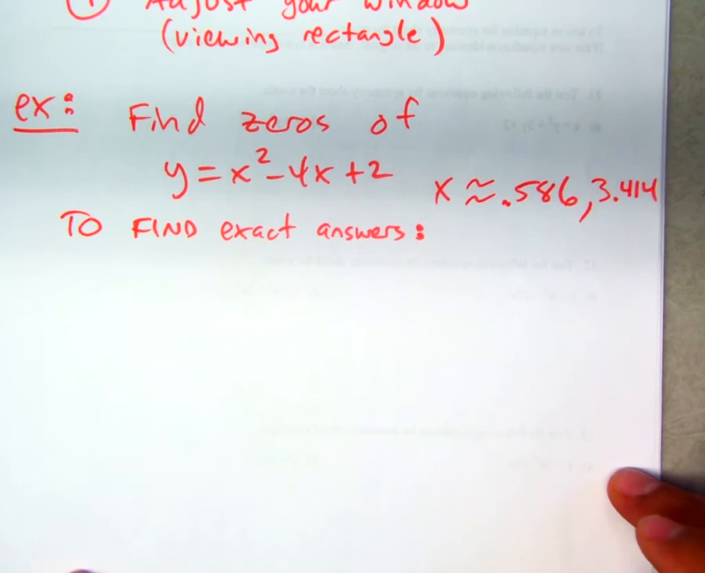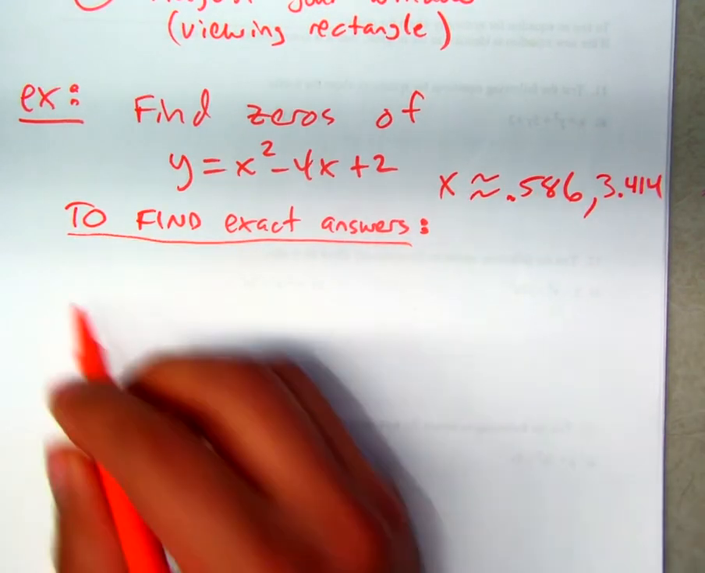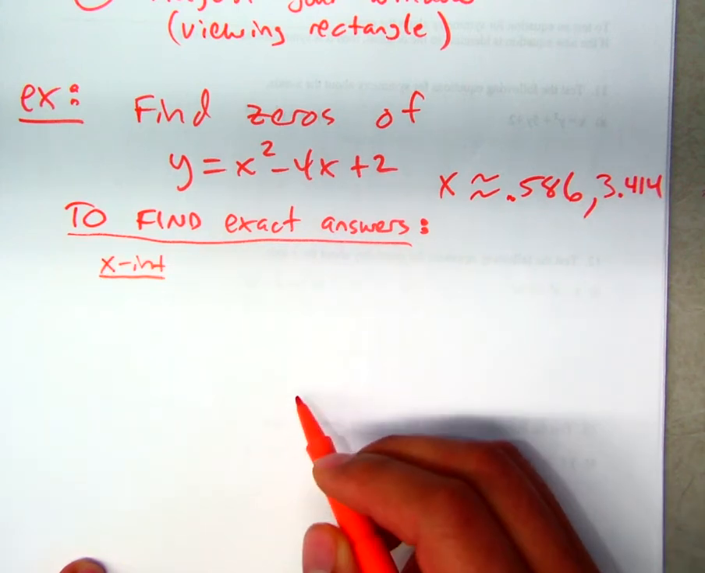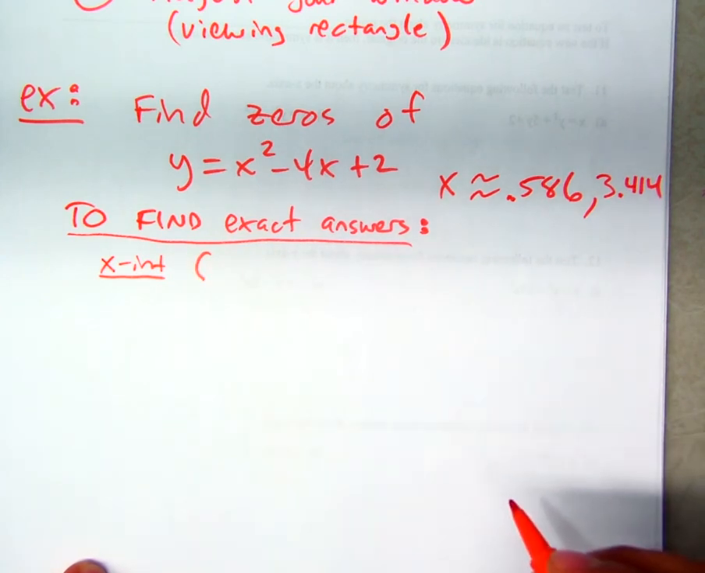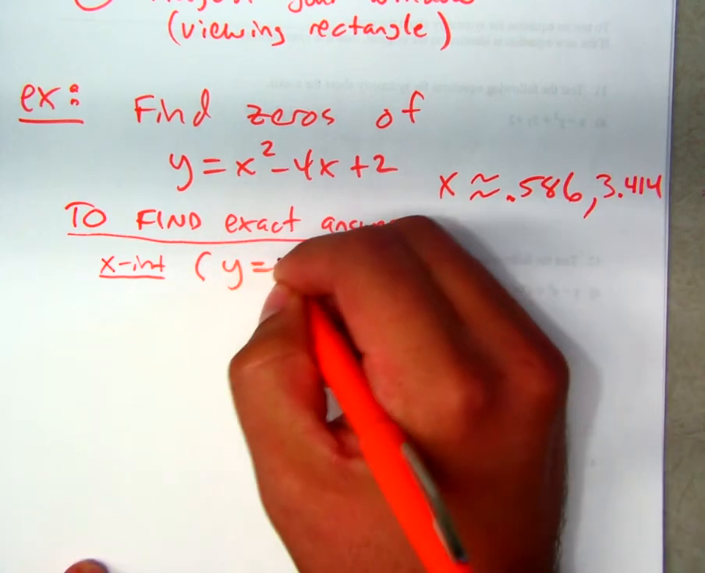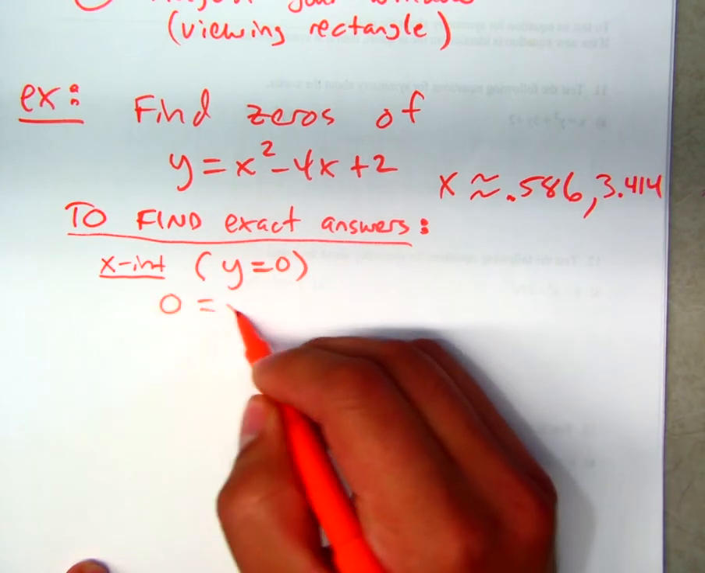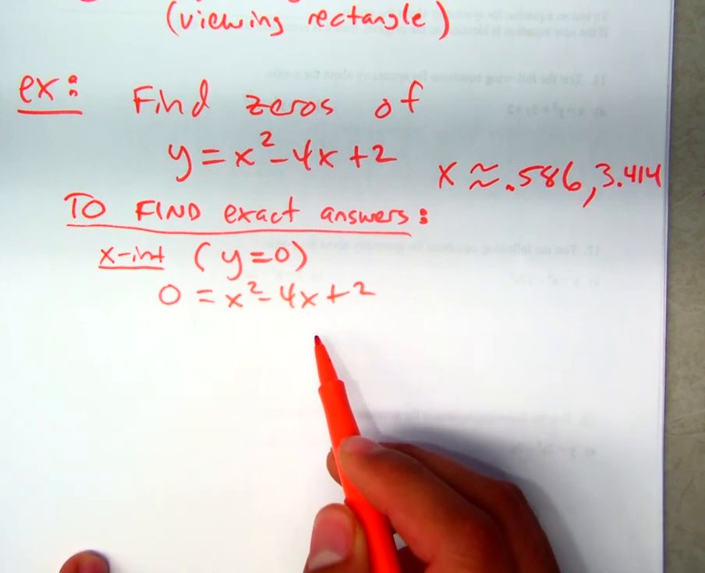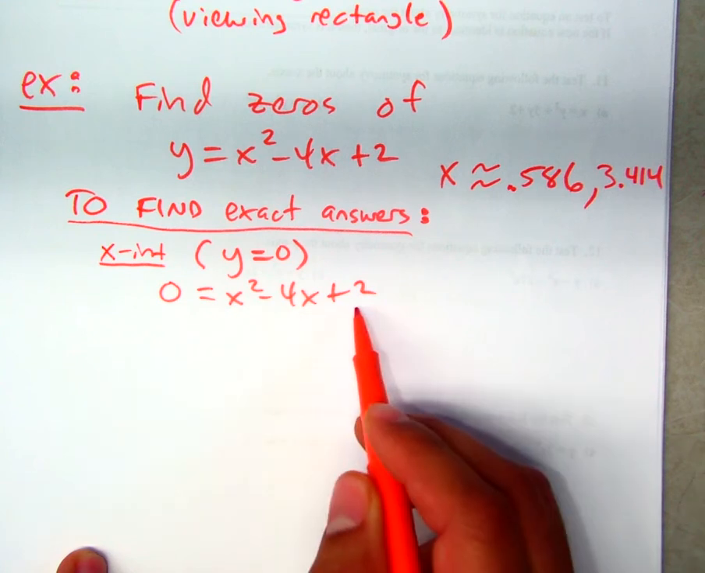Yeah, yours is free. Okay, to find exact answers, we're looking for an x-intercept. So a long time ago, you were hopefully taught that if you're finding an x-intercept, you have to plug something in. Yeah, good. Set y equal to 0. So if we set y equal to 0, we get 0 equals x squared minus 4x plus 2. And now it's just a matter of solving this. This is a quadratic. We have it already set to 0, so that's good.